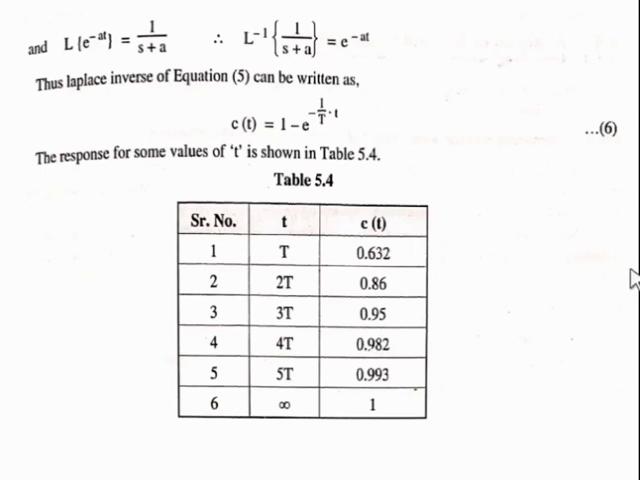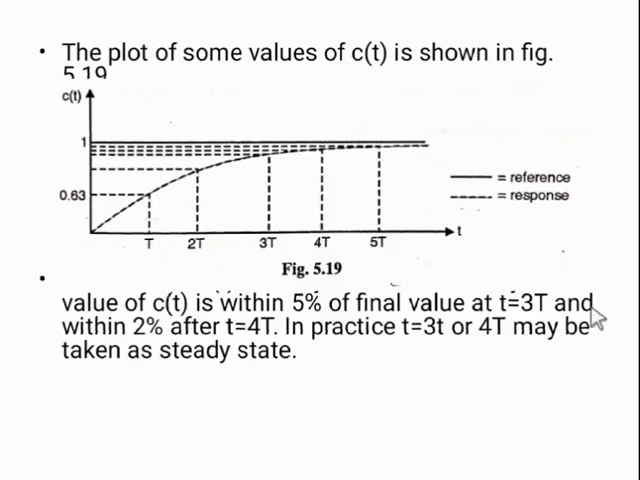In the previous section, I explained that when the system response reaches within 2%, the time after this is known as the steady state response. So at 4T the system becomes steady state. Generally 3T or 4T may be taken as the steady state response, because at 3T to 4T the system reaches 95% to 98% of the desired output. So 3T and 4T are considered as the steady state time of the system.